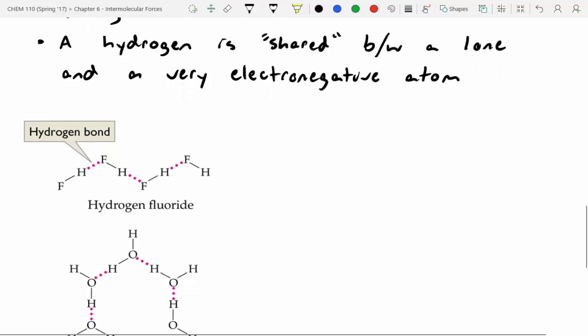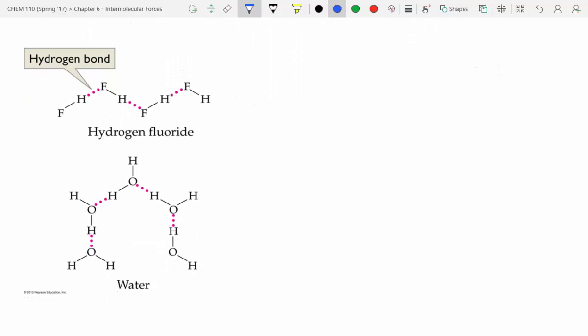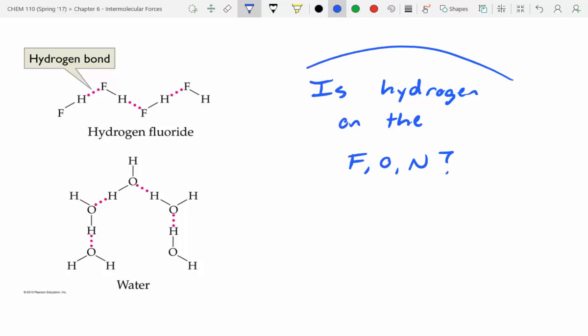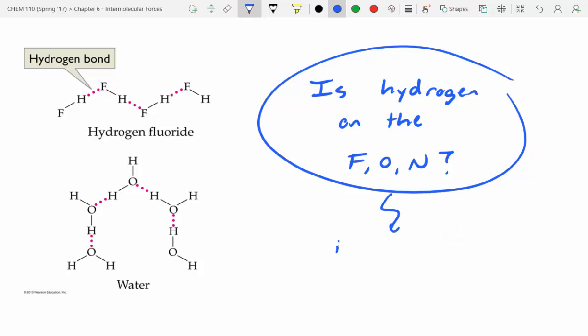So the way I tell people to remember this is ask yourself a simple question. Is hydrogen on the phone? So phone being fluorine, oxygen, or nitrogen. If you've got a hydrogen that's covalently bound to a fluorine, oxygen, or nitrogen, then it can H-bond.